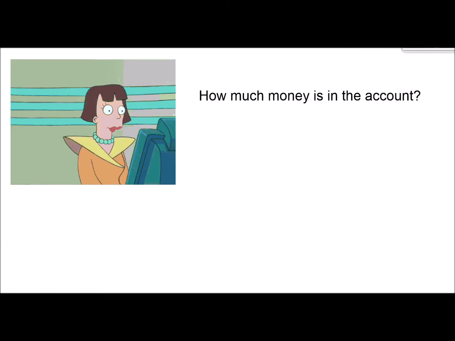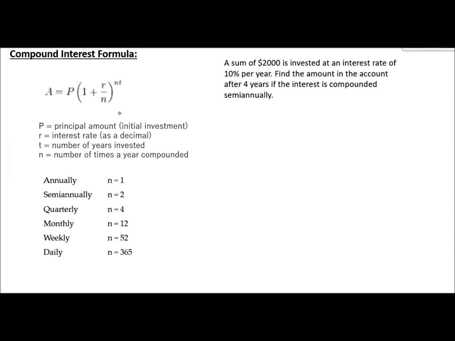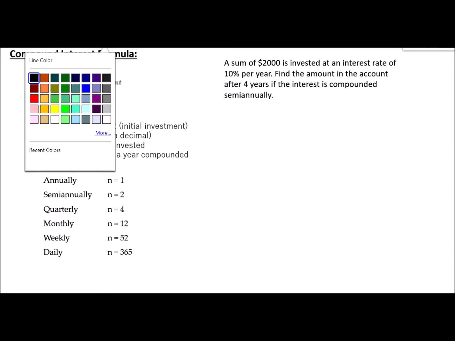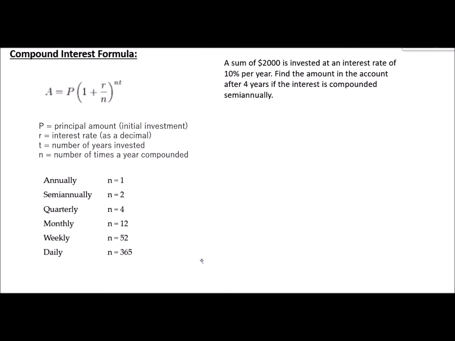Okay, so we got to figure out how much is in that account. We're going to use what's called a compound interest formula. Now, this is just another formula where stuff gets plugged in. You identify the pieces just like before, A, R, that kind of stuff, and you plug it in. This is going to be our calculated amount. That's like Y. This is still your starting amount.